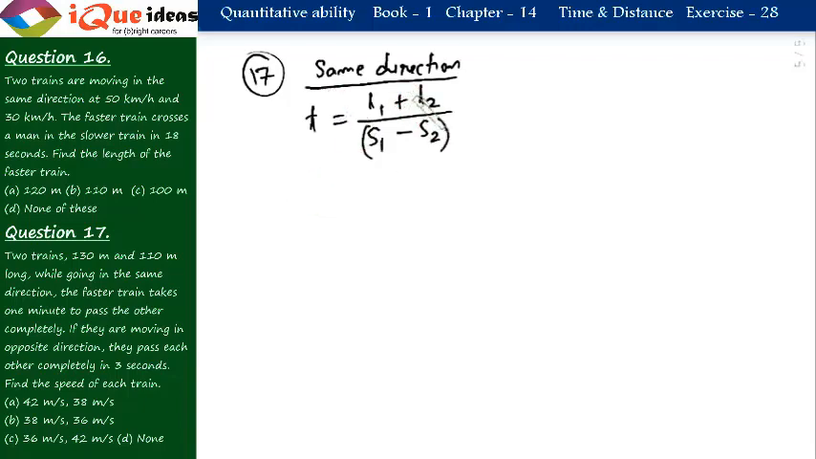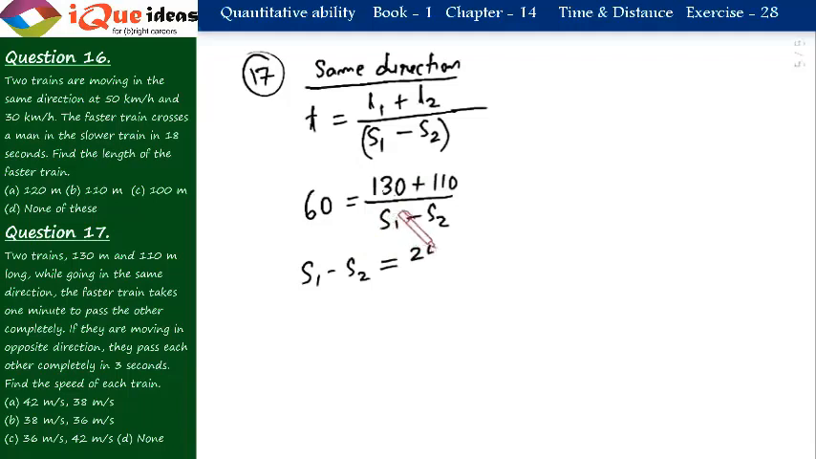Alright, and let it be in meters per second, because the question is in meters and our options are in meters per second. Alright, so in the same direction, time taken is 60, equal to L1 plus L2, that is 130 plus 110, and speeds are S1 and S2, so S1 minus S2. So from here, what do we get? We get S1 minus S2 equal to 130 plus 110 is 240 divided by 60.